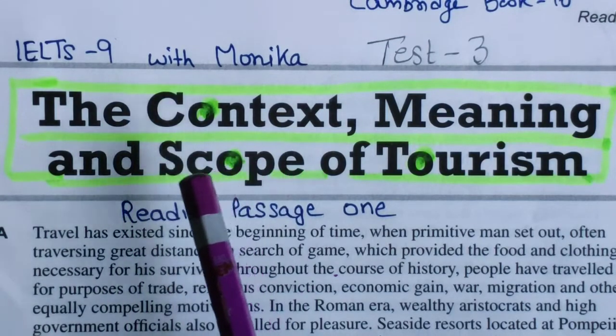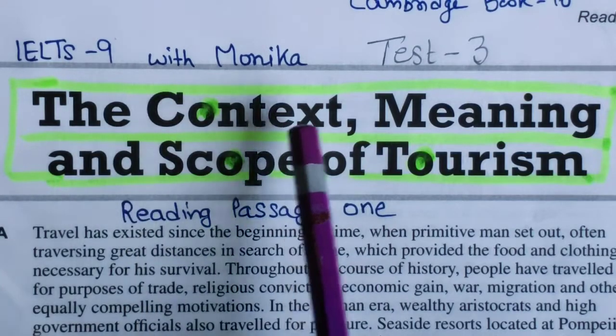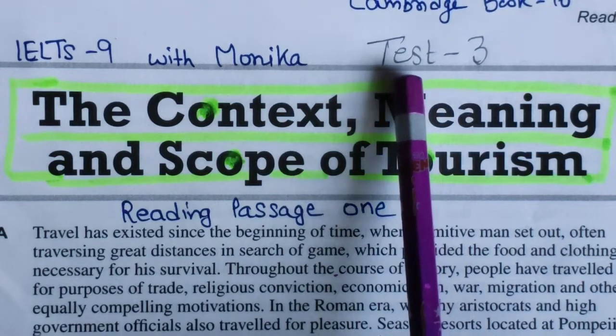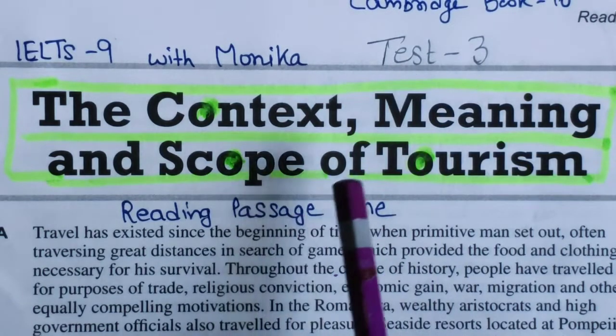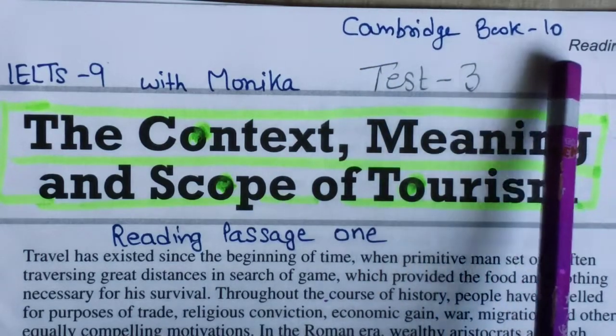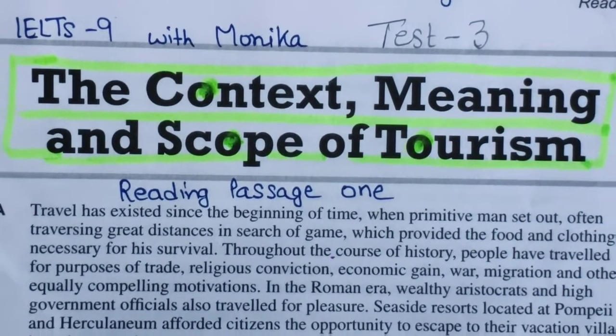The title of the reading is The Context, Meaning and Scope of Tourism. This is from Test 3, Reading Passage 1, and I have taken this reading from Cambridge IELTS Book 10. Let's start this reading.